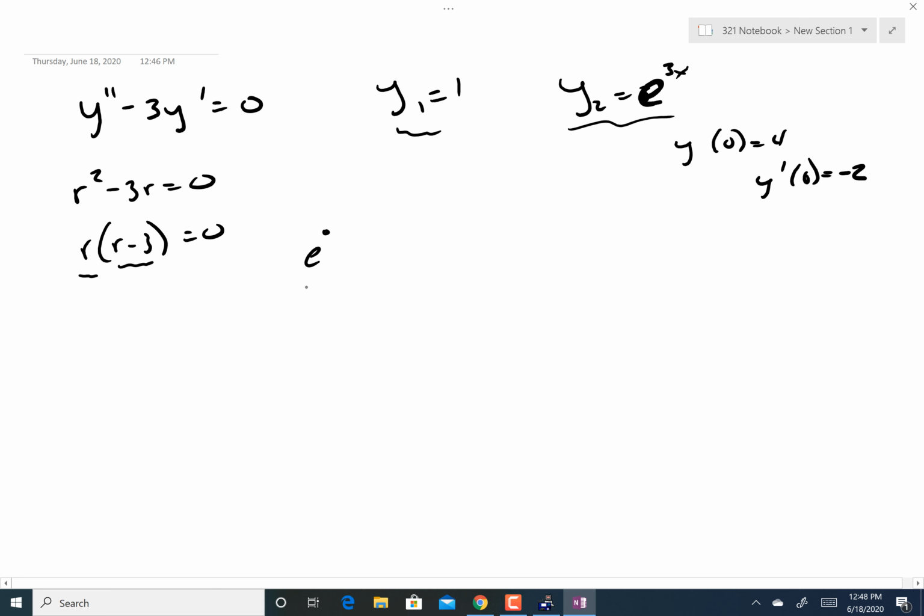What is e to the 0? It's 1. What is e to the 3x? It's e to the 3x. That's cool. I'm not going to do that on this problem, though. Okay? I'm not going to do that on this problem.